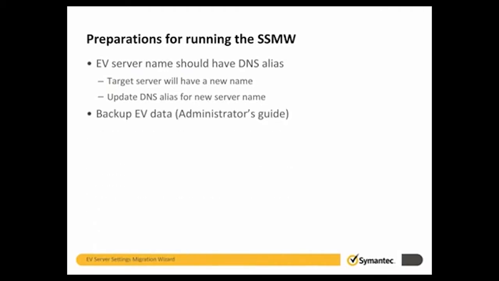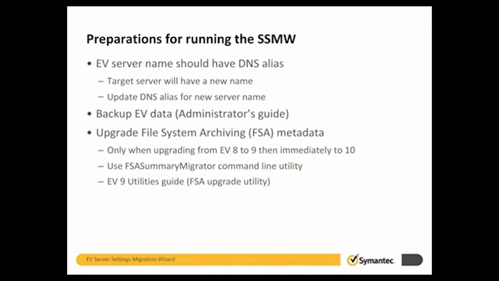A backup of the EV data, according to the procedures documented in the Administrator's Guide, should be performed before running the utility. If necessary, upgrade the file system archiving metadata. This is required when upgrading from EV8 to EV9 and then immediately to EV10. The FSA data in the database needs to be upgraded before upgrading to EV10. The FSA Summary Migrator utility is discussed further in the EV9 Utilities Guide.